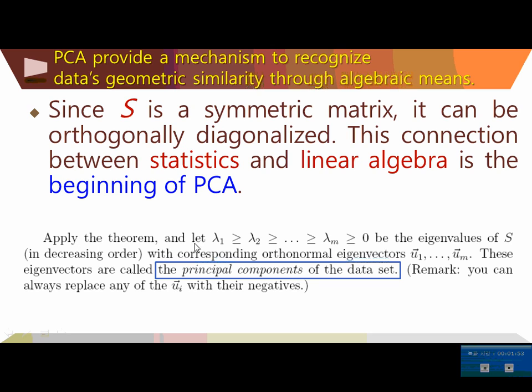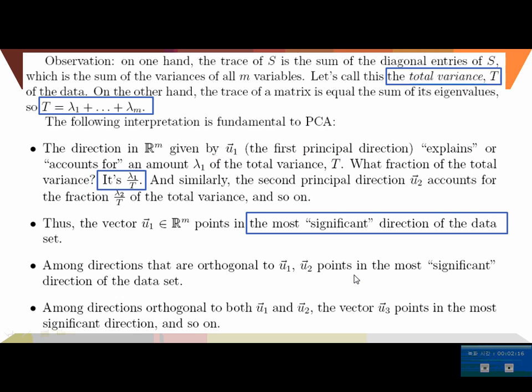As we recall, by applying the theories, we have the eigenvalues of the matrix in decreasing order, and the corresponding normal eigenvectors ui. These eigenvectors are called the principal components of the data set. The total variance T is the trace of the matrix S, the sum of the diagonal entries of S, which is the sum of the variances of all m variables. We call this the total variance, which is the sum of the eigenvalues, the same as the trace of the matrix S.